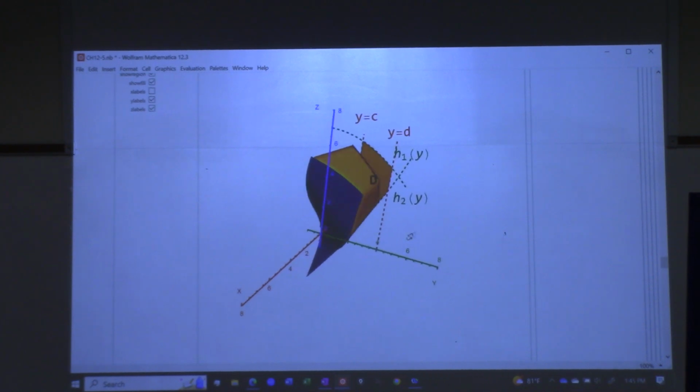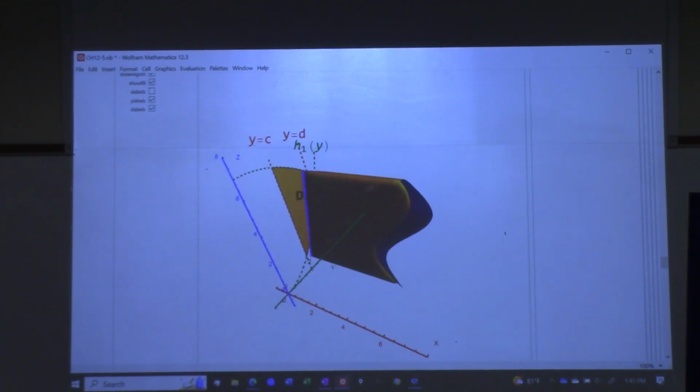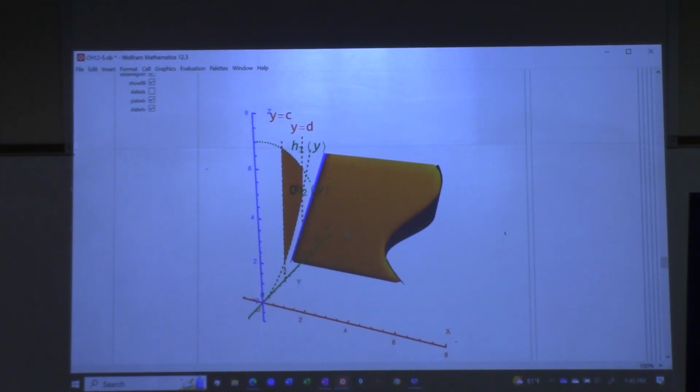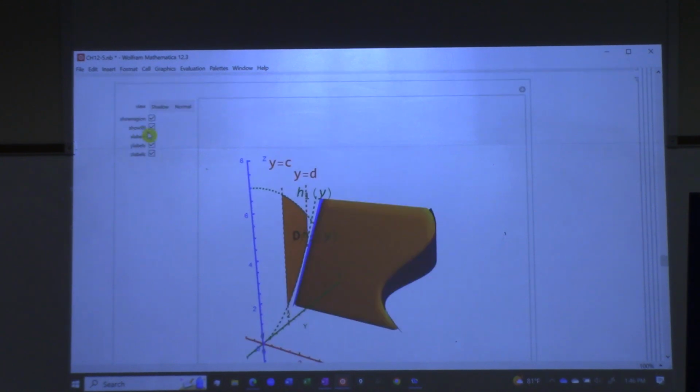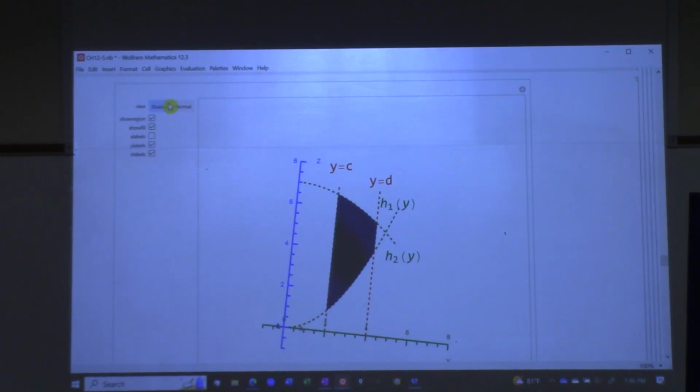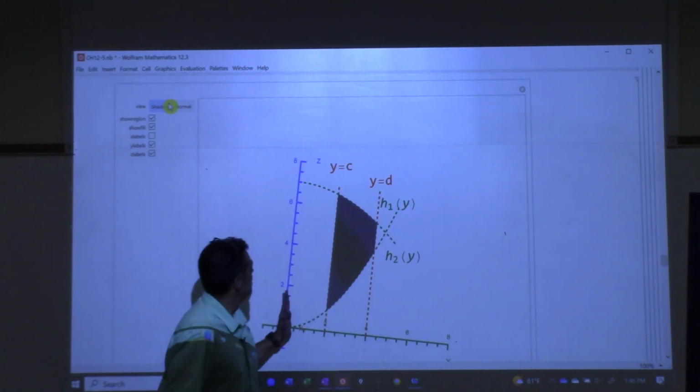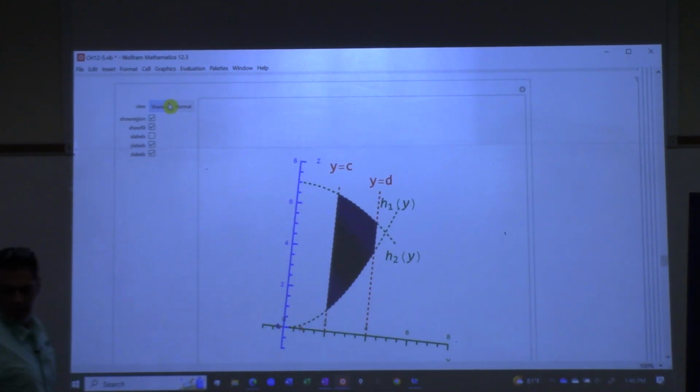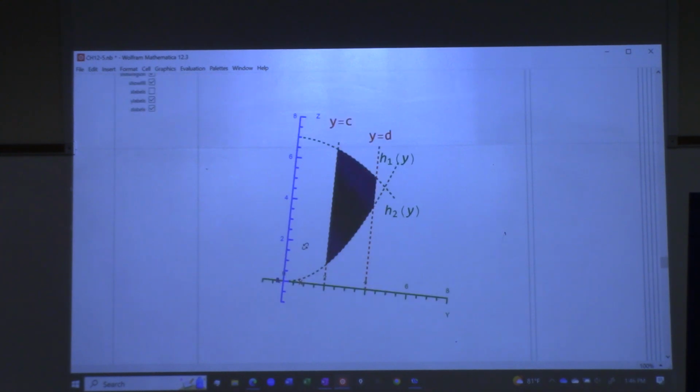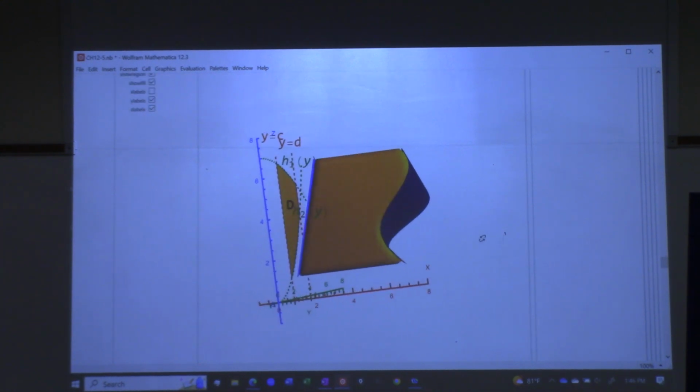There it is. That's the same thing I was just trying to show you. Y'all see the shadow over there? Let me see if I can shadow. There's the shadow. That's the y, z plane. And the solid comes out towards us in the x direction.